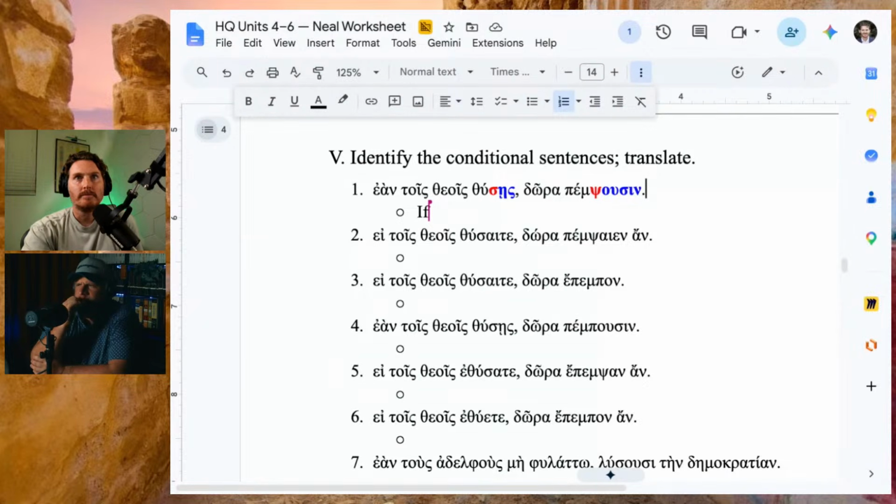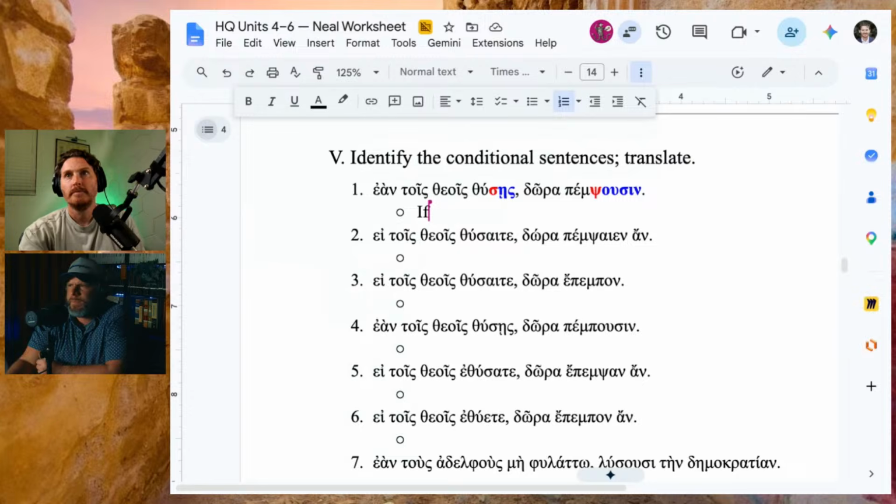Hold on a second. So we have thuses, which is aorist, and then we have pemsusin, which is future. It's got a sigma. Pemsusin. So that's future, and it's indicative. Because when you see ean, it's going to be either future more vivid or present general. It can only be one of the two if you see ean in the protasis. So it's future more vivid.